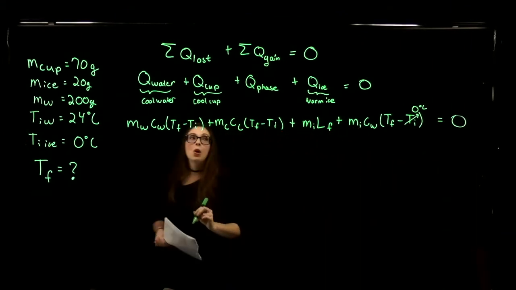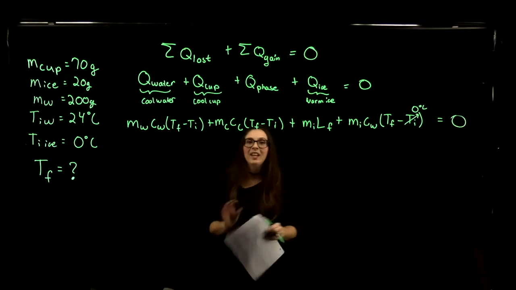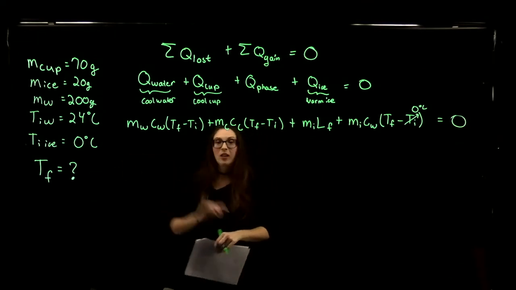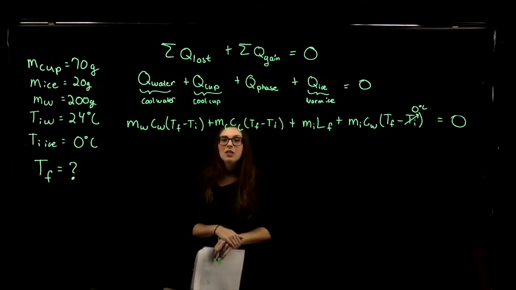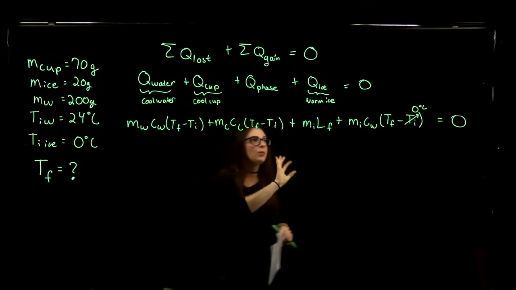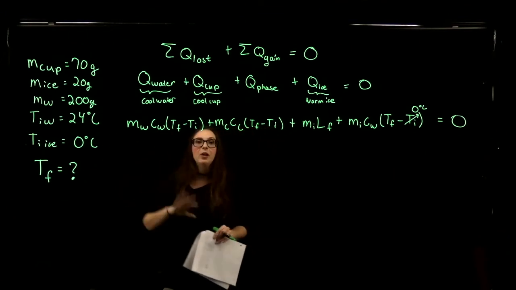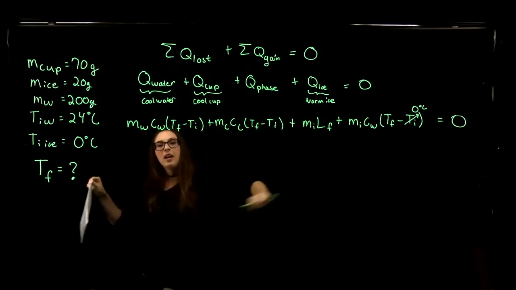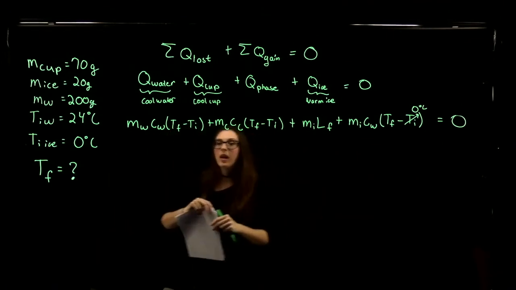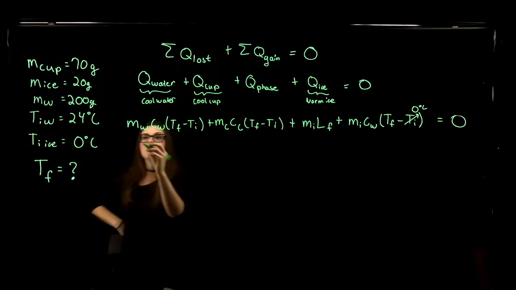Okay, so we have to solve this for T final. It's an algebra problem now. Now we've done the physics. Now it's algebra. So we have to break this up, put all terms with T final on one side, all the other terms on the other, factor out a T final from one side, and then we'll get our equation. So I'm going to break this up into bits.